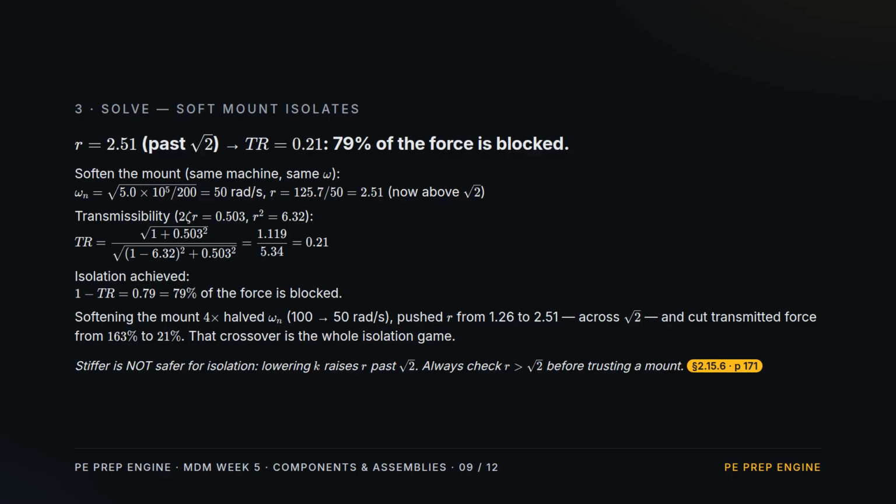Solve Part B. Soften the mount 4-fold, and the natural frequency drops to 50, pushing R to 2.5, now past root 2. Transmissibility falls to about 0.21, so 79% of the force is blocked. Same machine, same speed. Lowering the stiffness moved R across root 2 and turned a force amplifier into a good isolator. That crossover is the whole game.